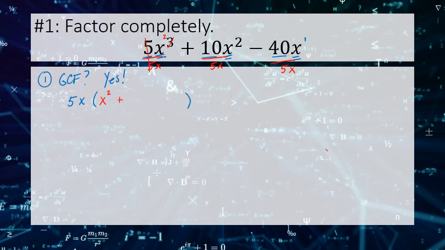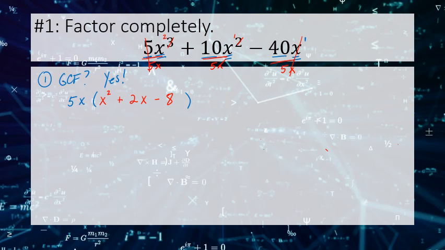In my second term, I know that it's going to be plus, that's not going to change. 10 divided by 5 is 2. And then this x would cancel out one of those, leaving me with x to the first, so just 2x. Minus, and then 40 divided by 5 gives me 8. And the x's cancel out completely, so my last term won't have x in it. So that was step 1. I've taken out my greatest common factor.